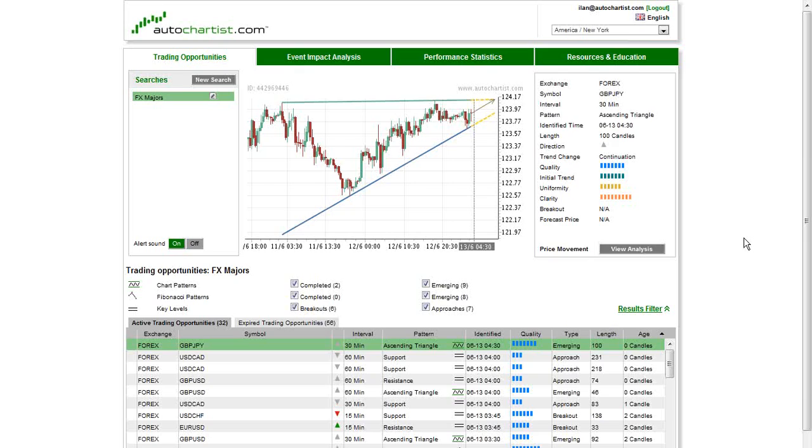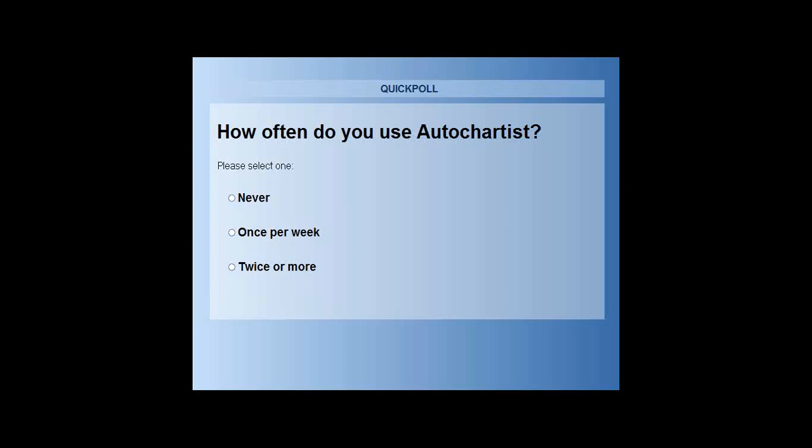So it looks as though by far the majority of you have never even seen the Autochartist application, which is great. So this presentation is actually perfect for you because it'll give you a general overview of what the tool can provide you and how it can improve your trading. Great, thank you very much for that.